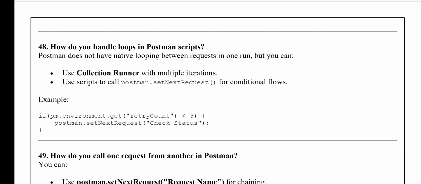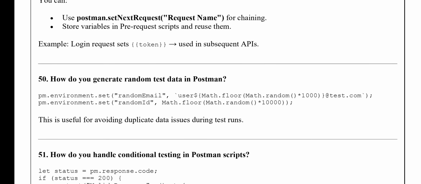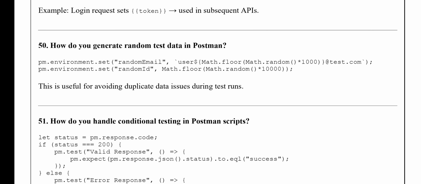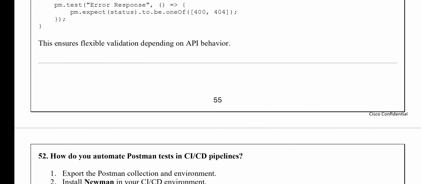How do you handle loops in Postman scripts? How do you call one request from another in Postman? How do you generate random test data in Postman? How do you handle conditional testing in Postman scripts?